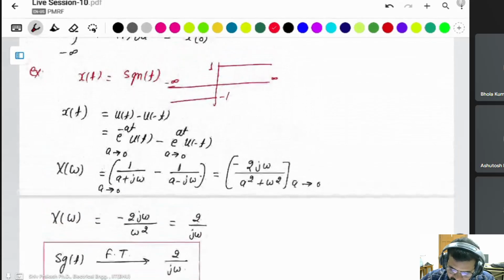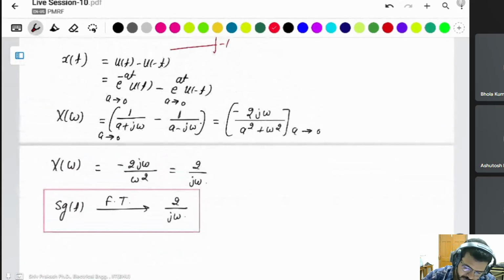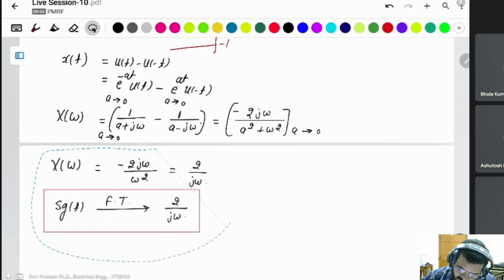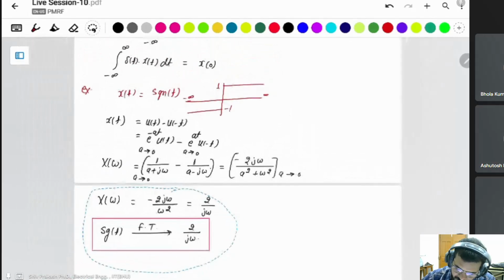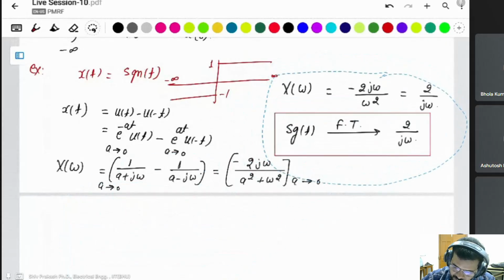Next one, find the nature of the Fourier transform. How can you plot the Fourier transform in frequency and magnitude domain?